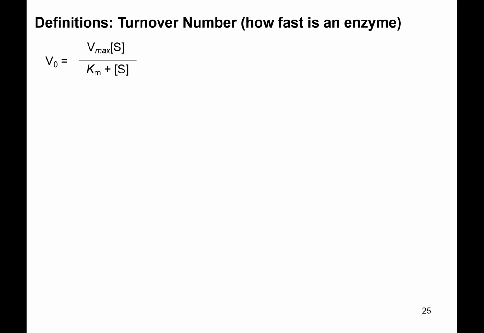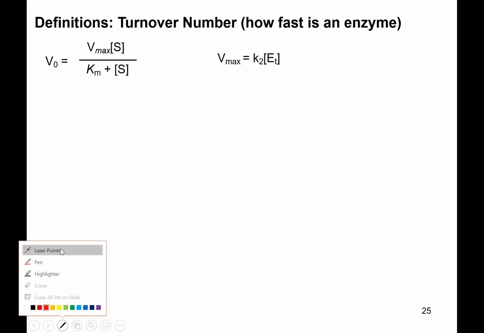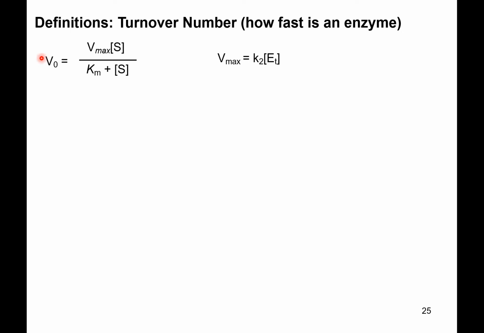Okay. Right. A definition to know is turnover number, and this is telling you how fast an enzyme is. So if we look at our Michaelis-Menten equation, let me get my laser pointer again. Right, our Michaelis-Menten equation. Right, and we can write out our Vmax. We have that relation between Vmax, it equals our K2 value, times our total enzyme concentration.